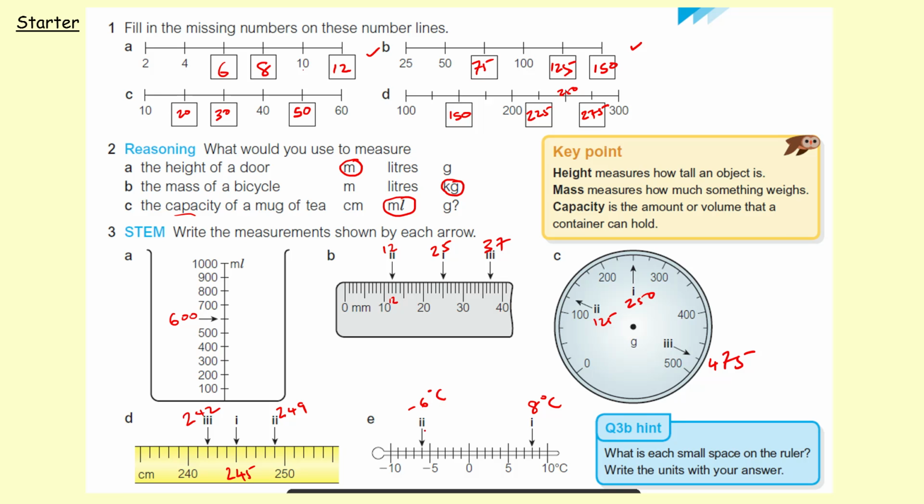Okay, so what I want you to do now is to hit pause in a second and then RAG it with a little comment telling me how well you've done. Okay, when you're ready, hit play and we'll move on.